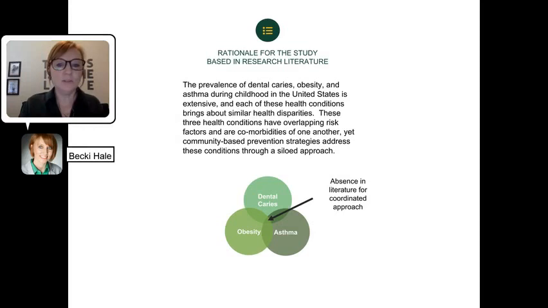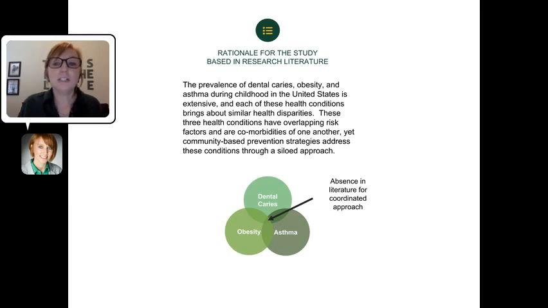Moving to the lower right section of my poster, let's talk about the rationale for this study. So research is lacking in community health strategies that collaboratively address tooth decay, obesity, and asthma among children. The prevalence and the severity of these three chronic conditions do necessitate prevention efforts with families, especially families of a racial minority or low income.